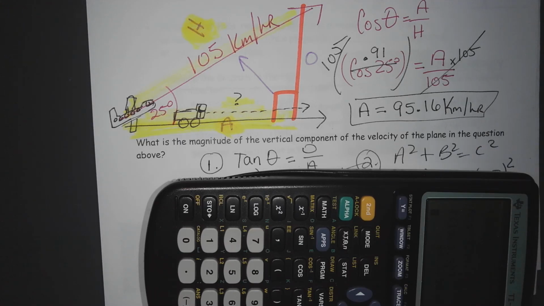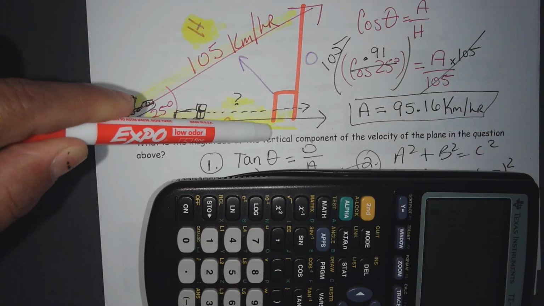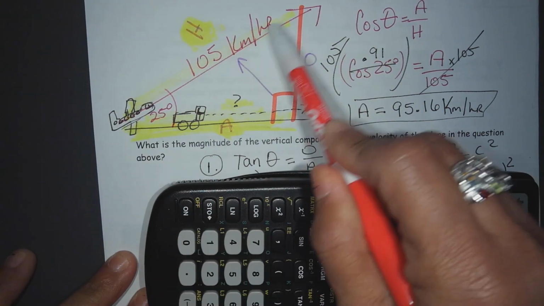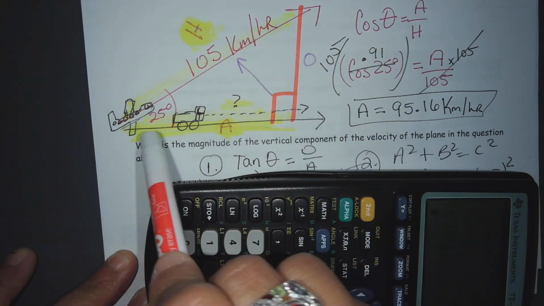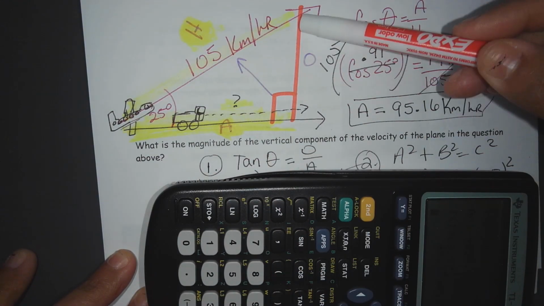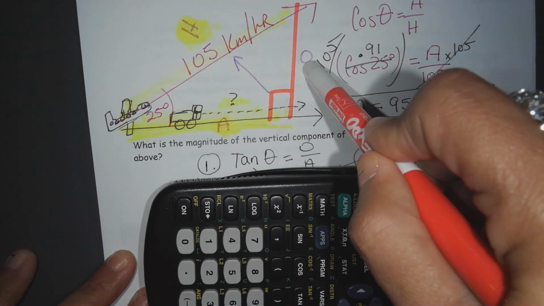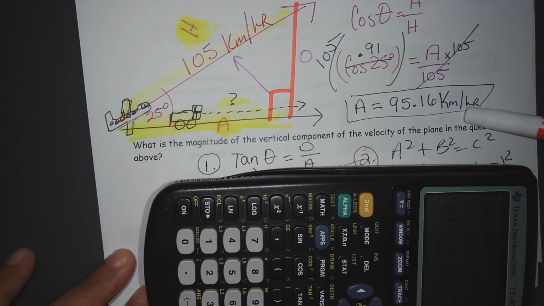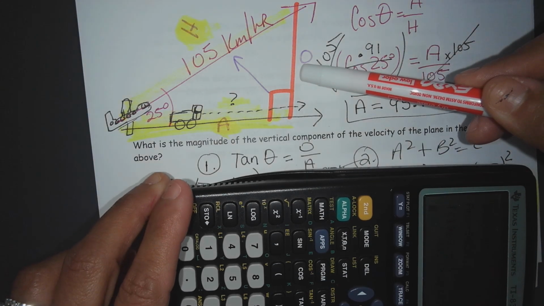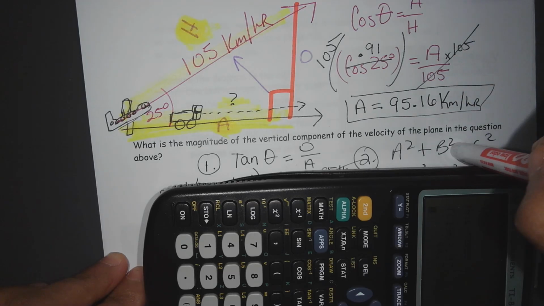So let's take a glance and read the equation. What is the magnitude of the vertical component? Look up here. I know this leg. This is the horizontal component. This is the vertical component. I found the horizontal right here. The vertical is what I'm looking for. What is this leg? Well, there's two ways to do it. You can use SOHCAHTOA or you can use Pythagorean.